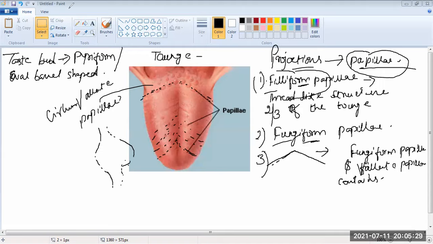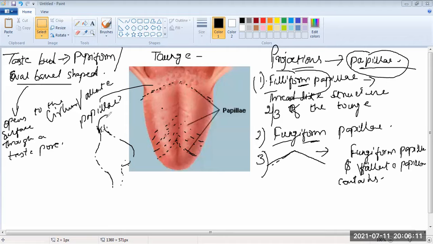Right? And this structure opens to the surface of the tongue through a pore, right? We call that pore the taste pore. So the important thing about a taste bud is that it is an oval barrel shaped structure that opens to the surface through a pore. We call it a taste pore, right? And it is through this taste pore that food, when mixed with watery saliva, flows into the taste bud, right?